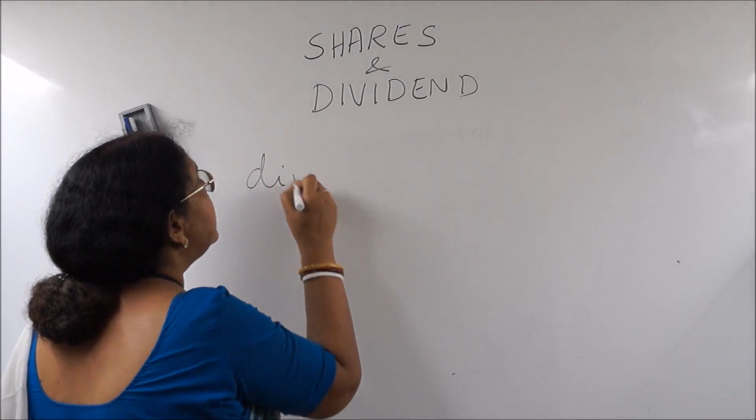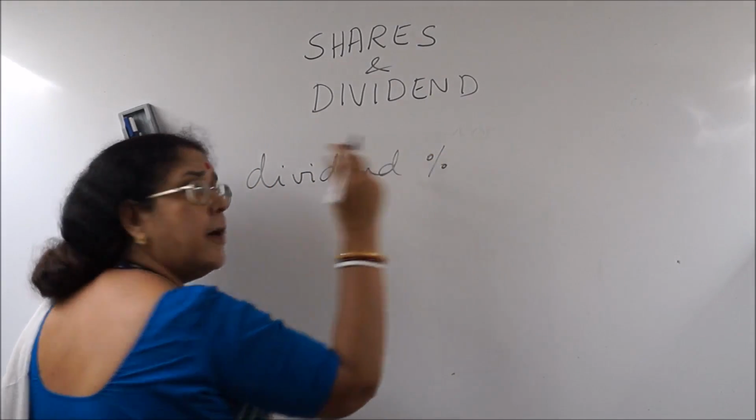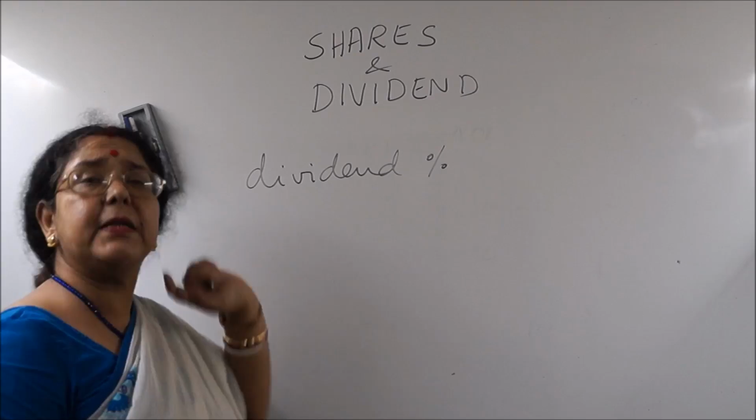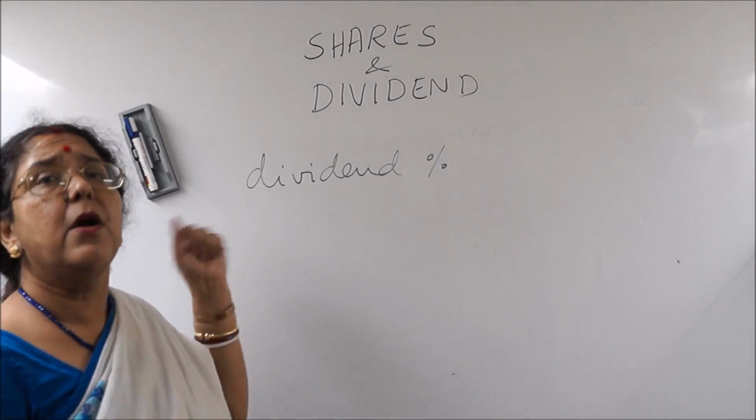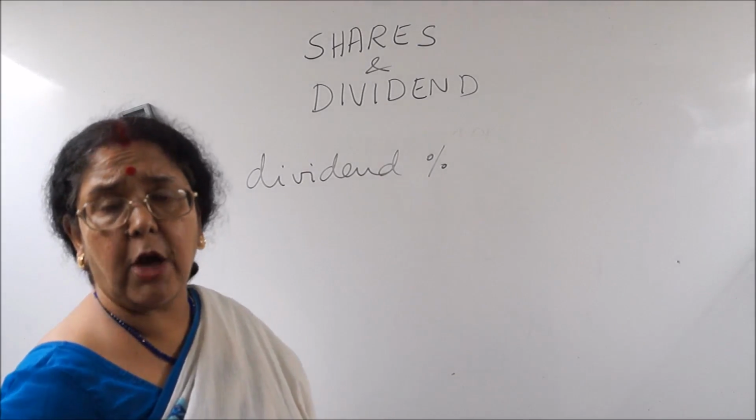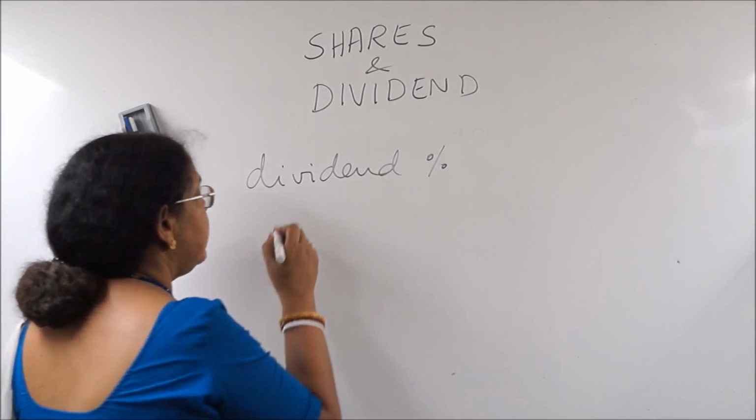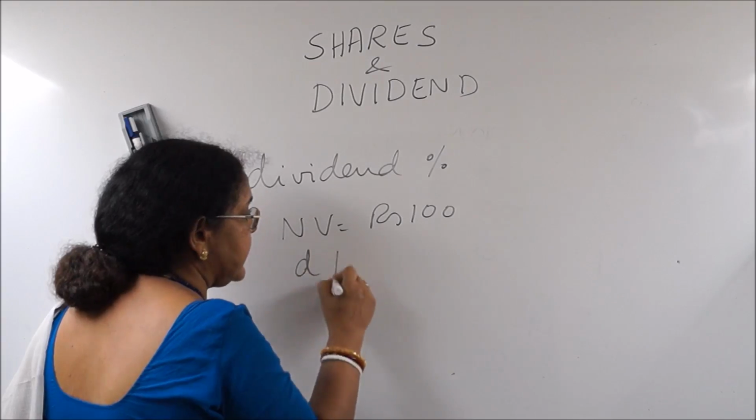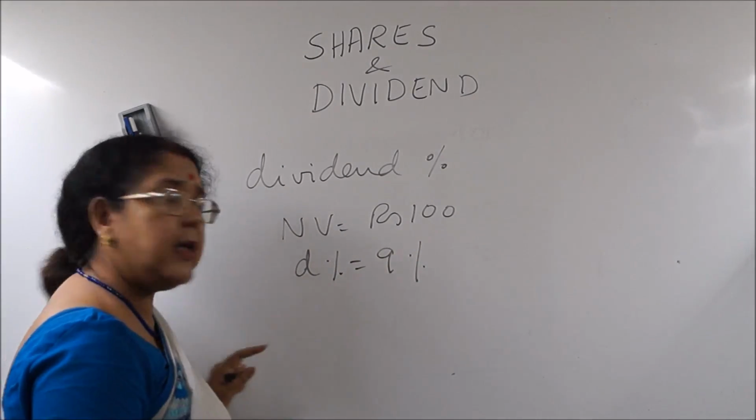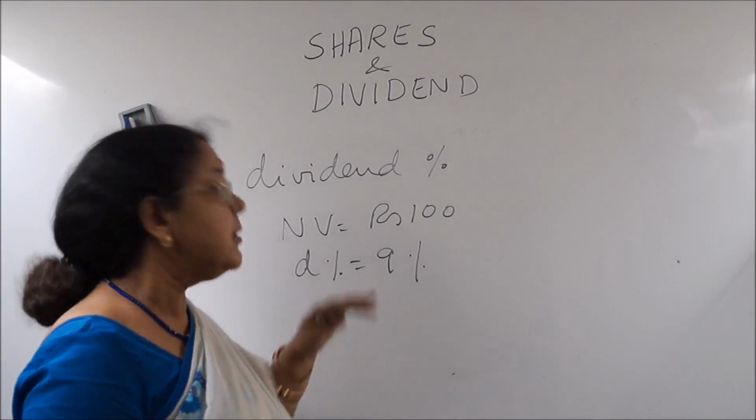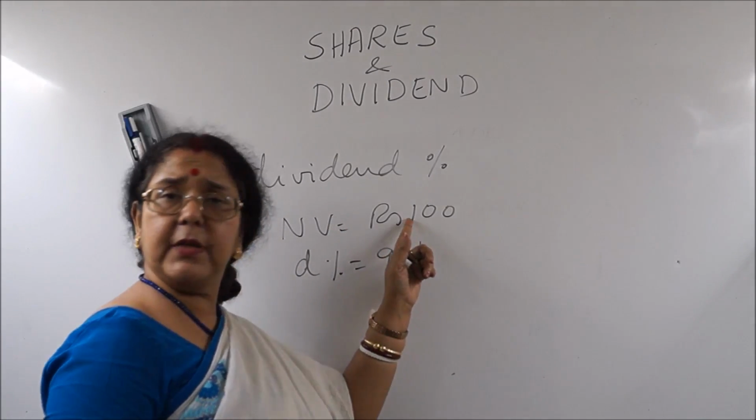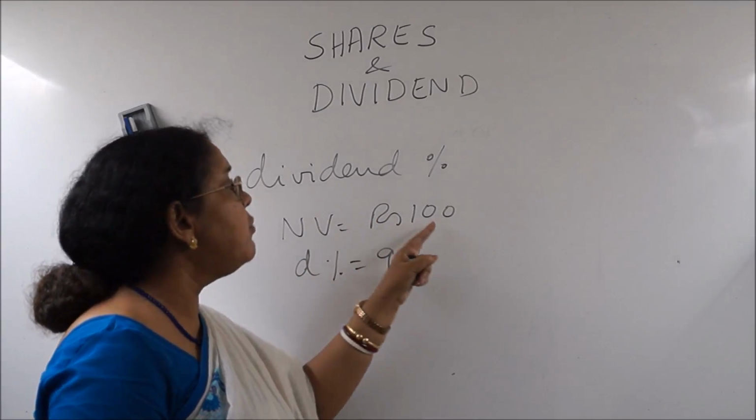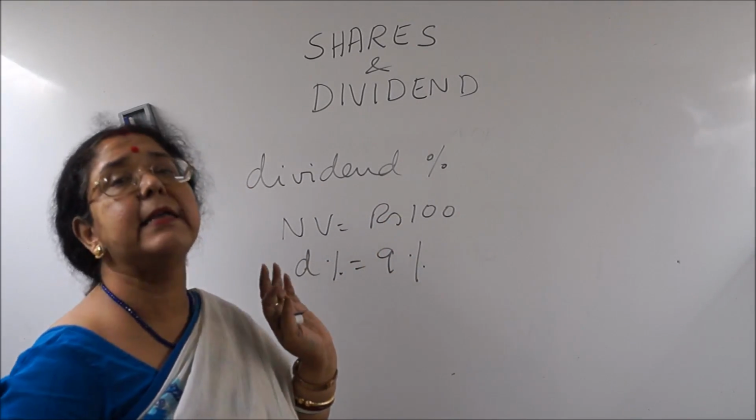What is this dividend percent? Dividend percent, which is declared by the company, says that it will give a dividend of D percent or X percent, say 7%, 8%, of the nominal value of each share. For example, if the nominal value is rupees 100 and the company declares a dividend of 9%, that is, the company says that I will give a dividend at the rate of 9% to my shareholders. So that means the company will give 9% of the nominal value on each share. That is, the person who has one share worth rupees 100 will get rupees 9 as dividend at the end of 1 year.